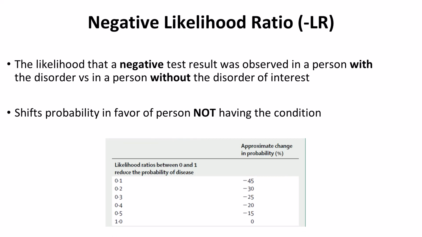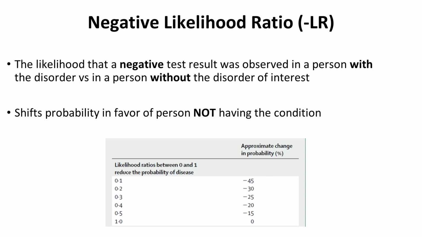Thinking about it from the other way, there's something called a negative likelihood ratio. This is a likelihood ratio that a negative test was found in a person with the disorder versus in a person without the disorder of interest. Like all likelihood ratios, the closer the number is to 1, the less the odds of having or not having the condition have changed. So if you look at the table on the bottom of the slide, you can see 1 is a 0 change in probability, all the way up to 0.1.